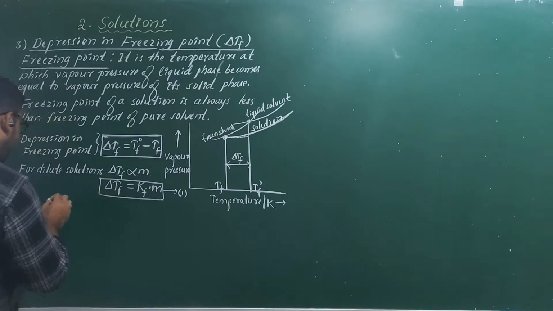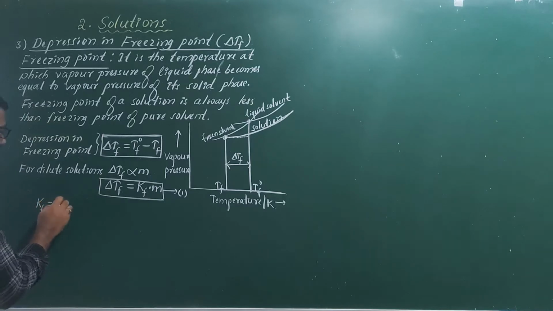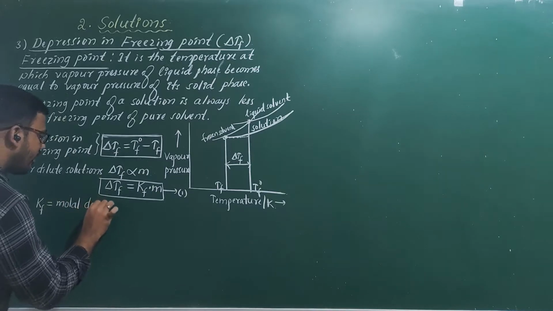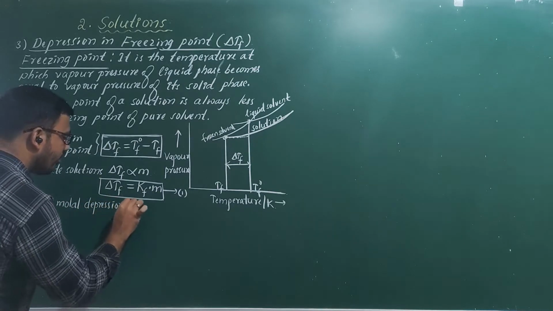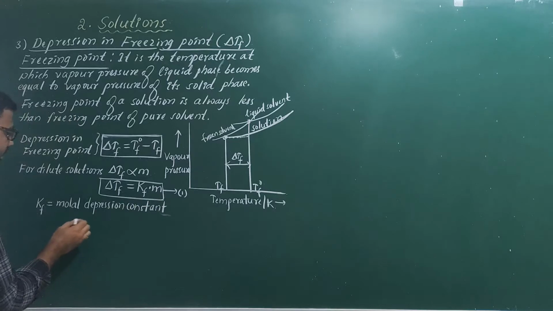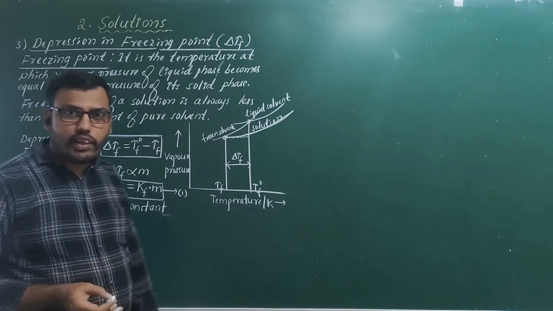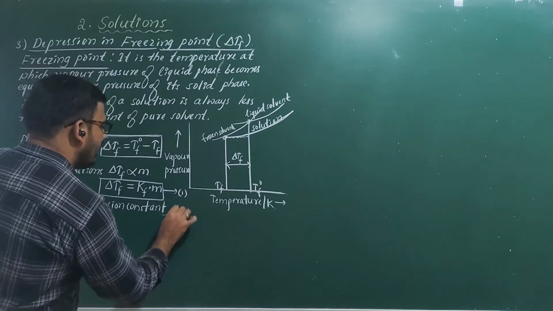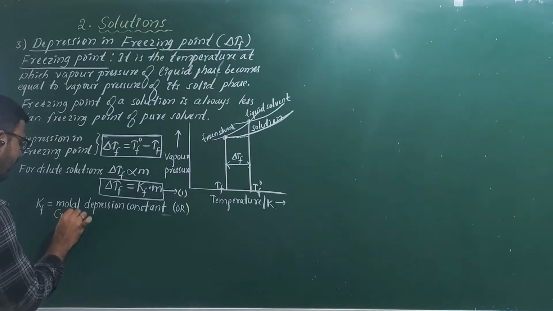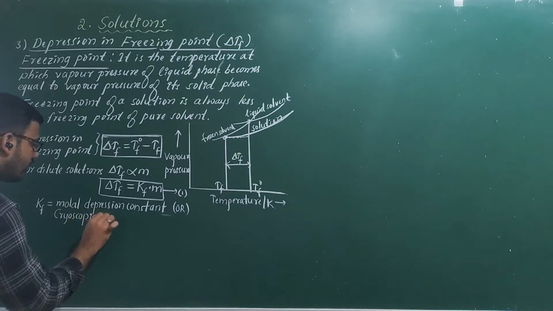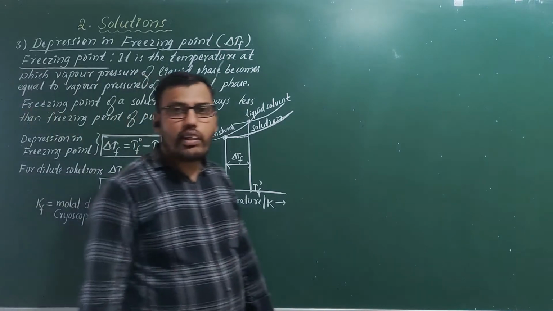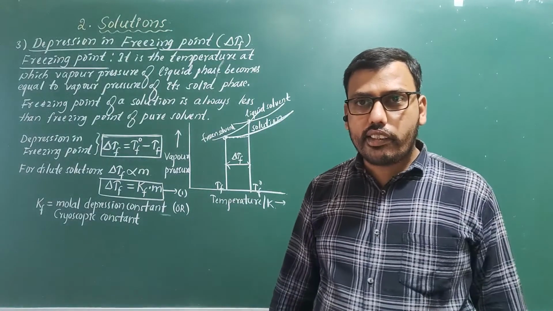What does Kf mean here? Here Kf is called molar depression constant, or depression in freezing point constant, and sometimes it is also known as cryoscopic constant. Okay, so now let us define what this cryoscopic constant, or this Kf, is.